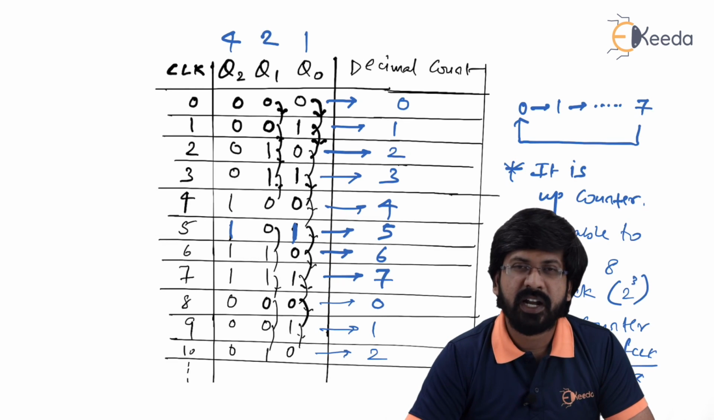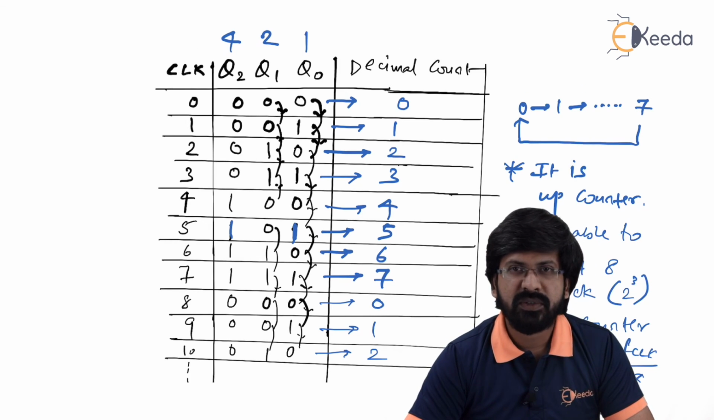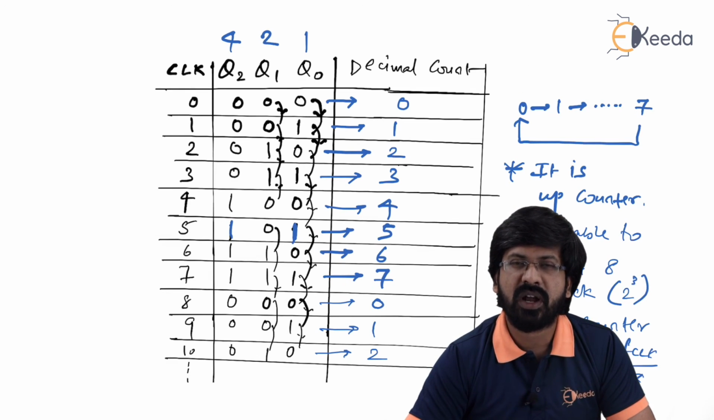What is going to happen at positive edge? What if I'm taking outputs from Q2 bar, Q1 bar and Q0 bar? Every possibility we are going to discuss in the next video. For this video, this is enough to understand how to design a 3-bit asynchronous counter. Thank you.